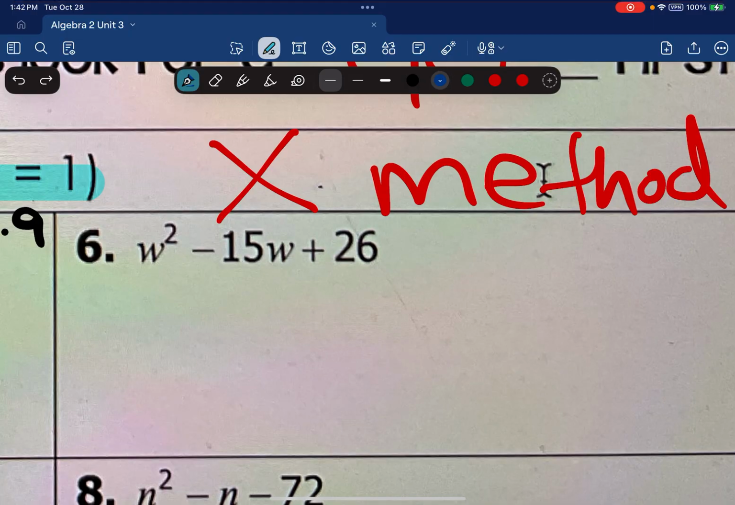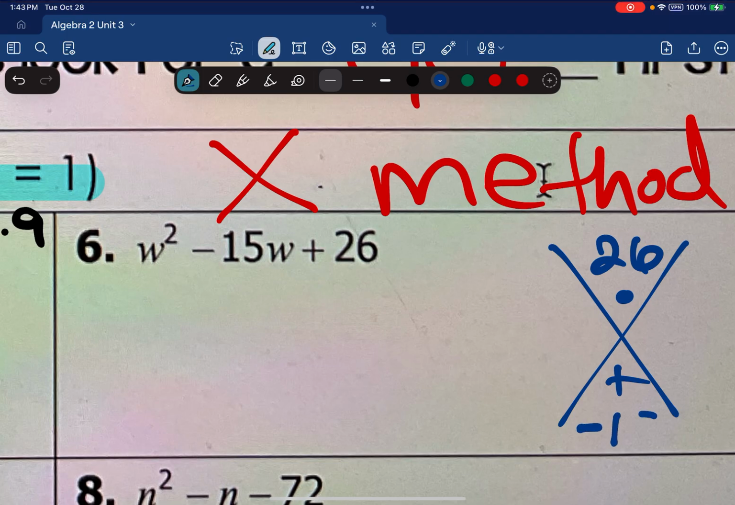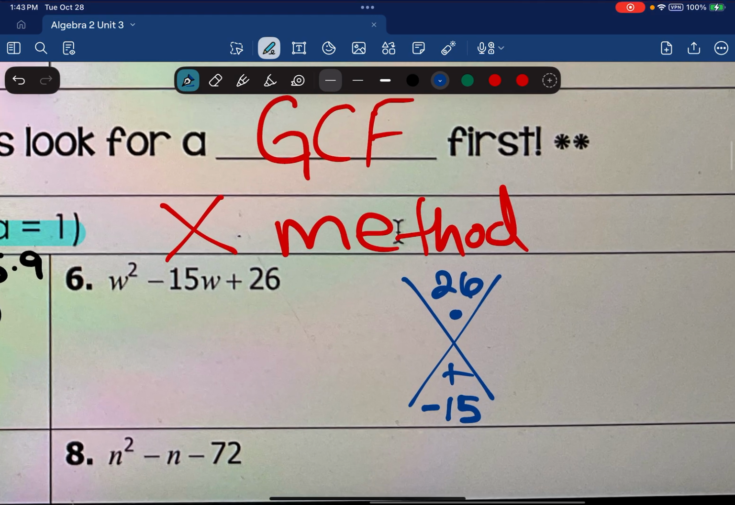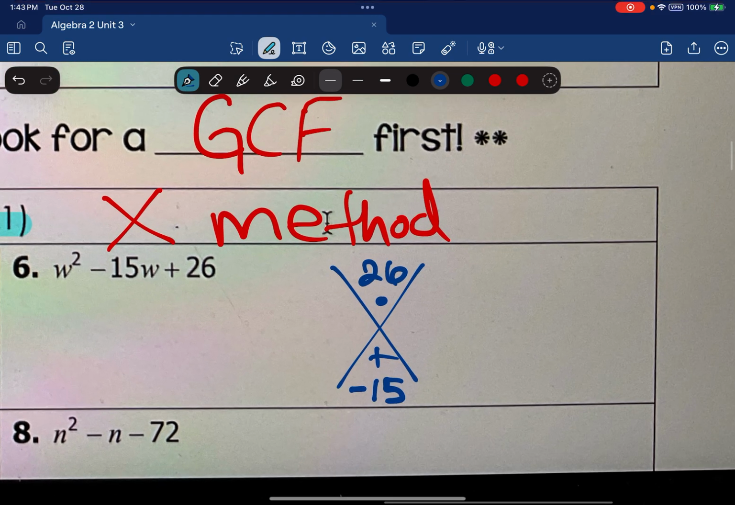So first step is ask ourselves, two numbers that multiply to be c, but add to be b. b is a negative 15. We need that negative with the 15 down below. Two numbers that multiply to be 26, but add to be 15. If you didn't know the factors, we would start with 26 divided by 2. 2 times 13 is 26. 2 plus 13 is 15.